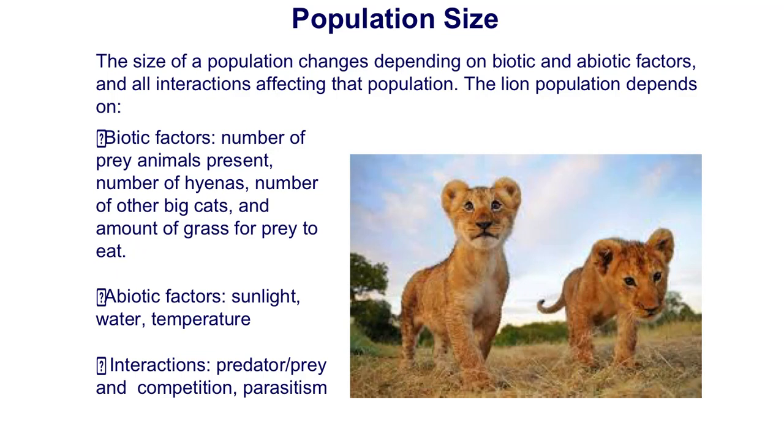Okay, so we're going to start talking about populations, what affects the size of a population. This is pretty darn obvious. The size of a population depends on biotic and abiotic factors. It basically depends on everything. For example, biotic factors would be the number of prey animals, the food that's available, the resources that are available, living space.